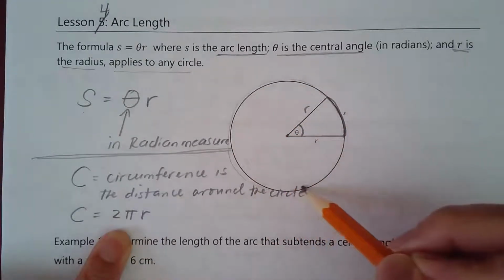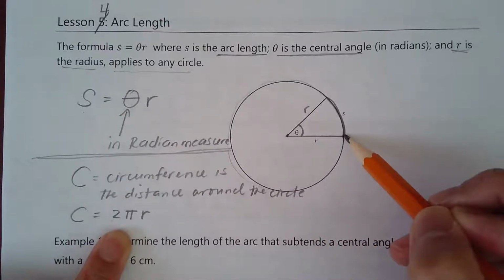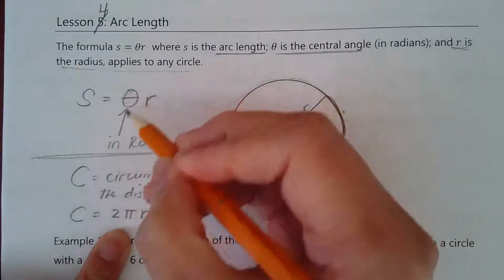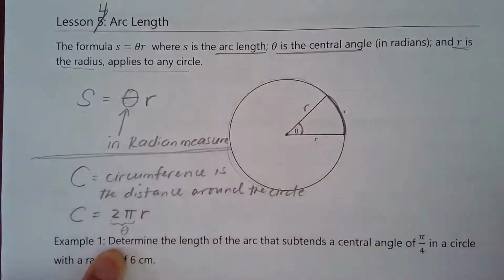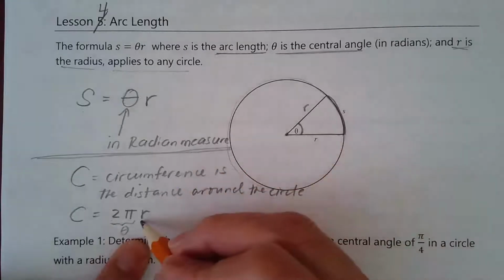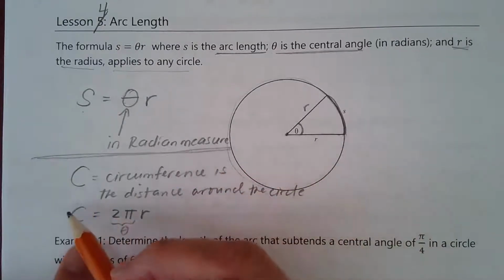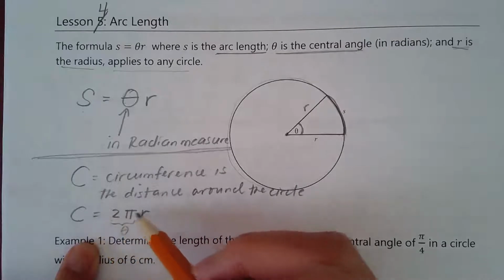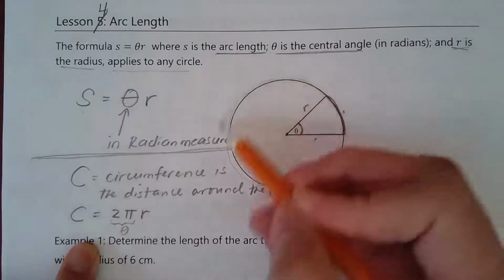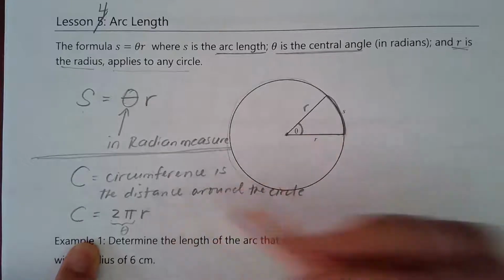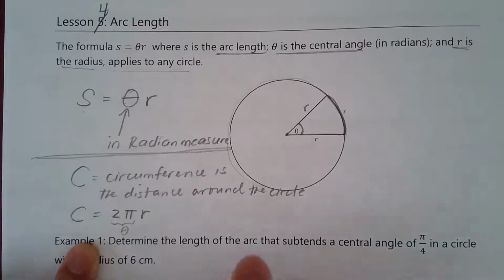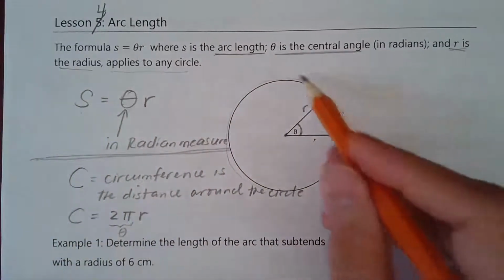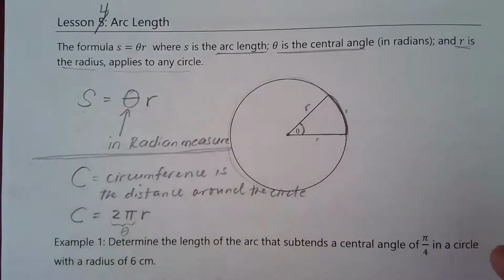That's a whole circle. So that's the theta they're talking about there, and then the r is the radius. So circumference equals 2 times pi times r is for the whole circle, where the theta is 2 pi. Now, in this particular case, we're not talking about the whole perimeter or circumference of the circle. We're only taking a portion of the circle.